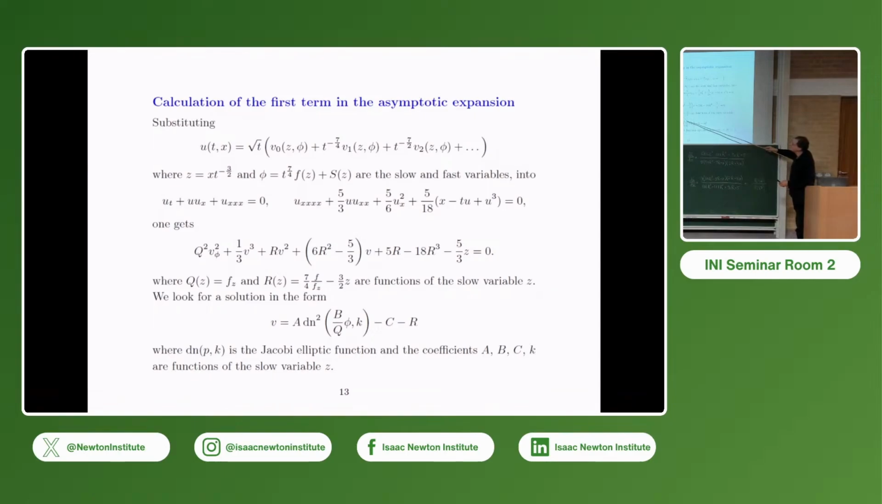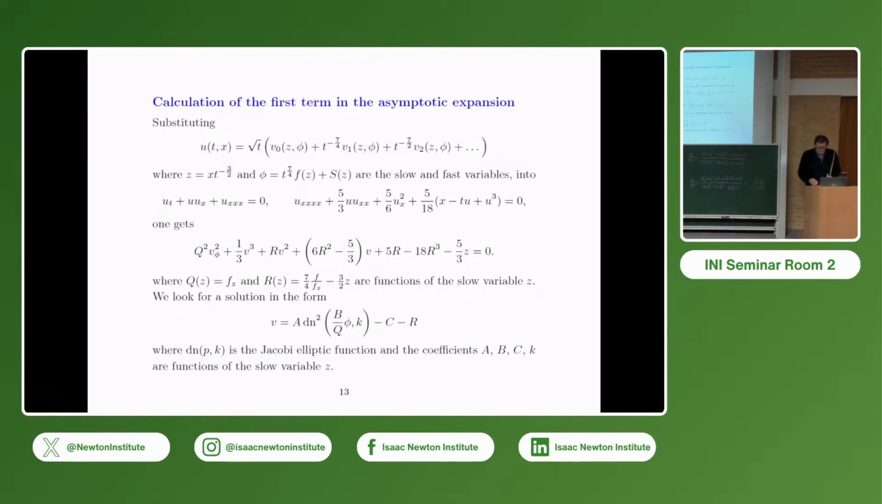and A, B, Q is Fz, and A, B, C, and K, the modulus of the Jacobi elliptic function, are to be found. So when you substitute this ansatz into here, you can find all this A, B, C, and K in terms of R, in terms of this R. So everything is actually determined by this R of Z.